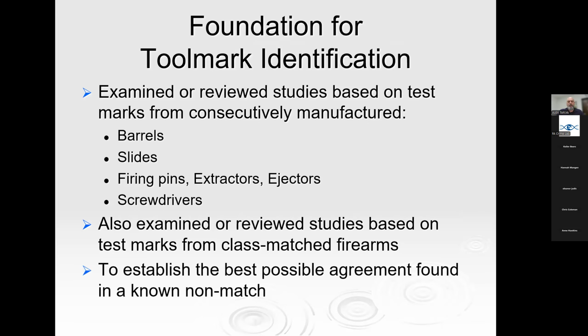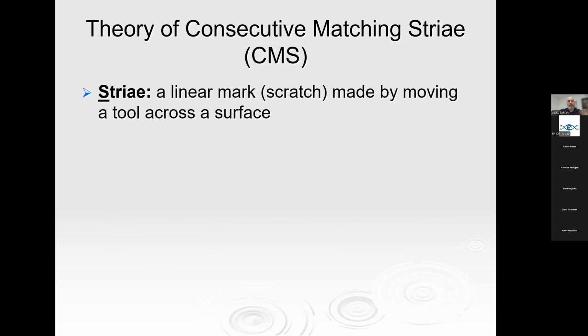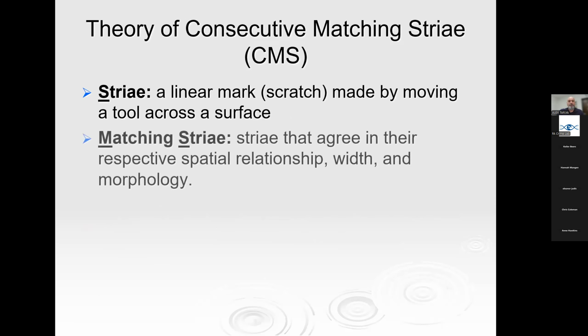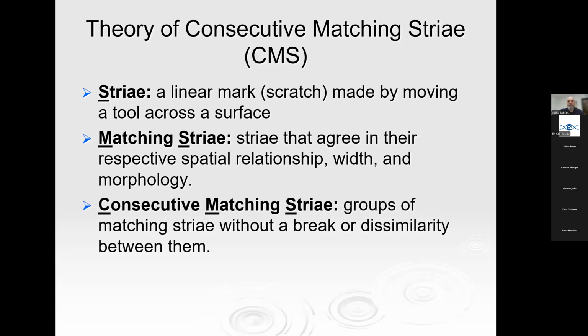And this allows the examiner to establish a best possible agreement found in known non-matches. The other theory that is out there is consecutive matching striae. This is what I use and my coworkers use. Striae is basically a linear mark or a scratch made by moving a tool across a surface. Matching striae agree in their spatial orientation, width, and morphology. Consecutive matching striae are groupings of matching striae.